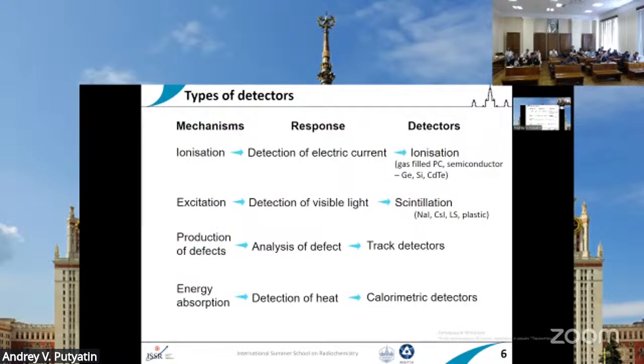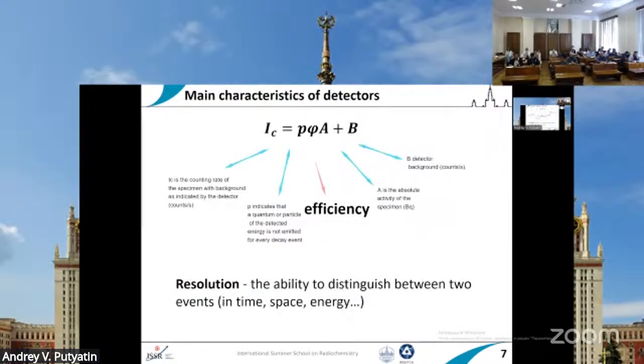Or for very high doses of ionizing radiation, we can use calorimetric detectors to detect the energy or heat that is collected inside the detectors. And there are two main characteristics of a detector: the efficiency of the detector and the resolution of the detector.